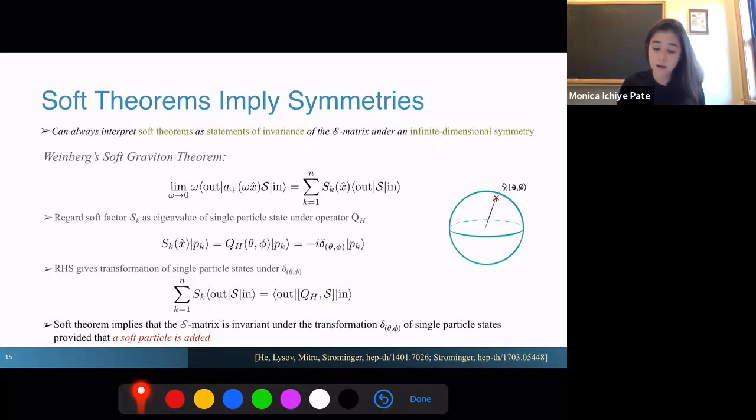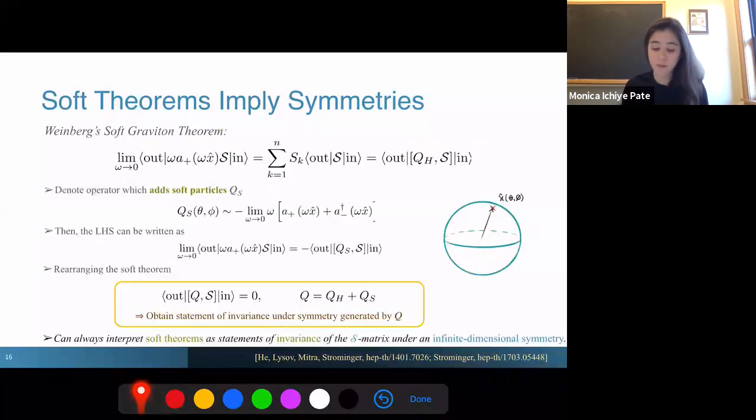But then the soft theorem can be interpreted as a statement that the S matrix is invariant under the transformation delta theta phi of single particle states, provided that a soft particle is added. So with this interpretation in mind, let us introduce a second operator, which we denote QS to signify a soft charge, whose role in life is to add soft gravitons to the scattering state.